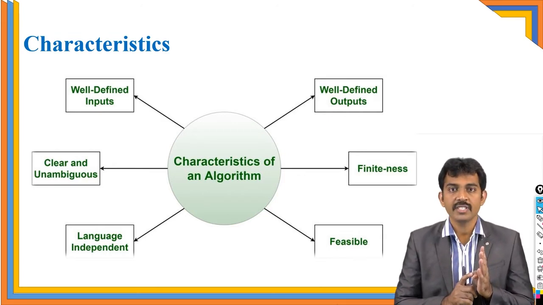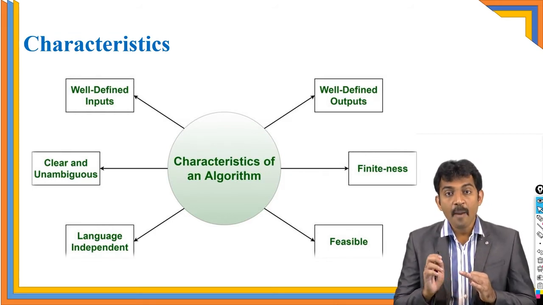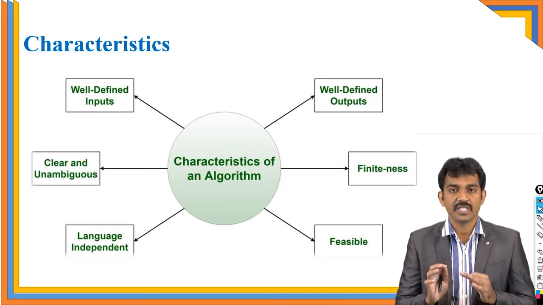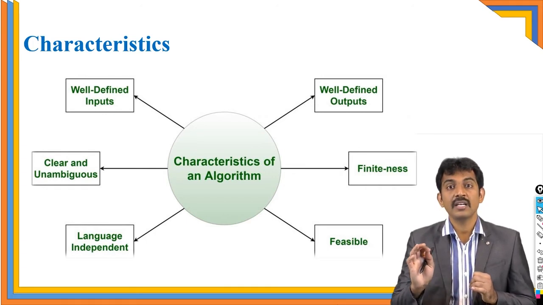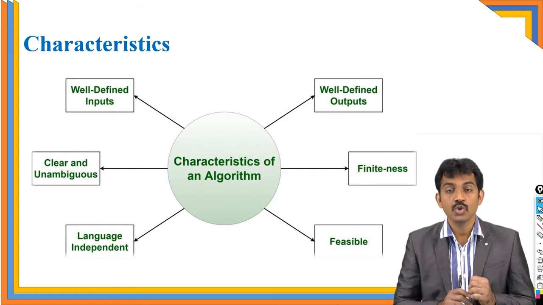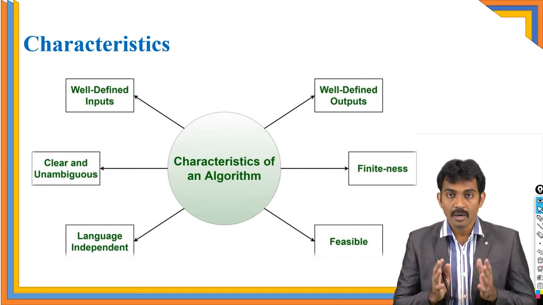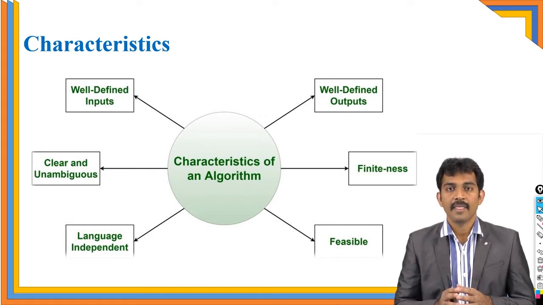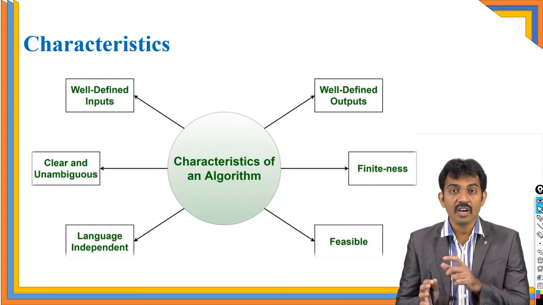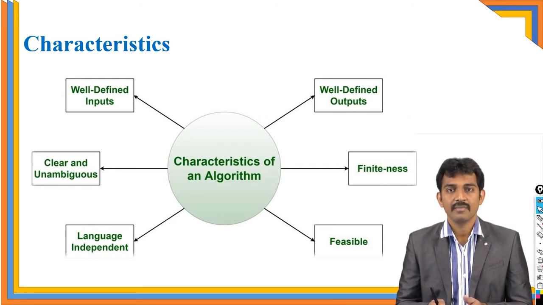Well-defined inputs and well-defined outputs. Next, clear and unambiguous steps. Each step should be very, very clear. Next, finiteness. It should be complete within the time frame. And next, language independent. So don't write your algorithm for any particular specific language. And next, feasibility. Is it possible to implement the particular algorithm or not? Don't use any future technologies. The algorithm should include only available technologies or available procedures or steps. Right? If it doesn't satisfy one of these characteristics, then that is not an algorithm.